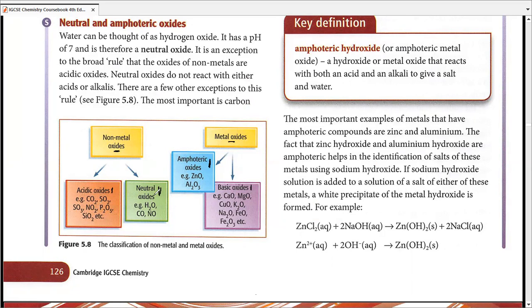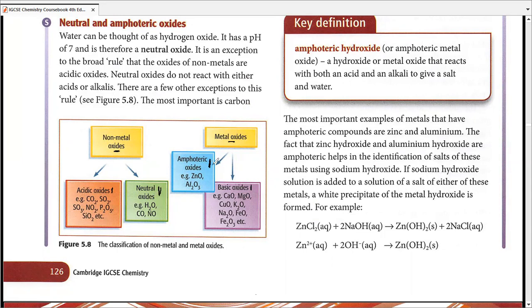Then we have neutral oxides. Neutral oxides act like none of these. They're neither acidic nor basic. So they usually don't even dissolve in water, at least some of them don't.